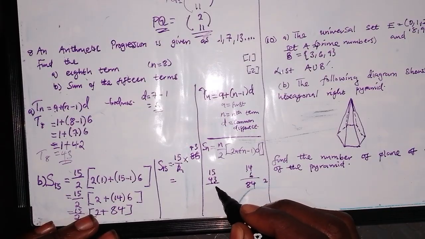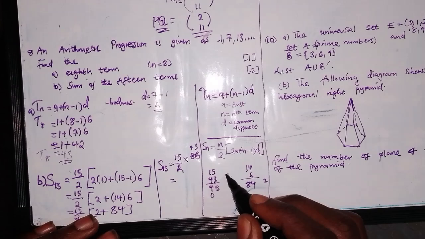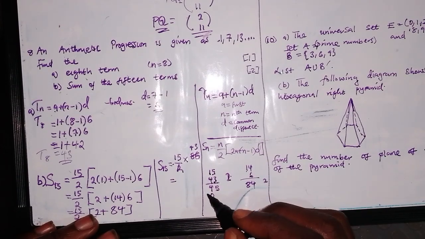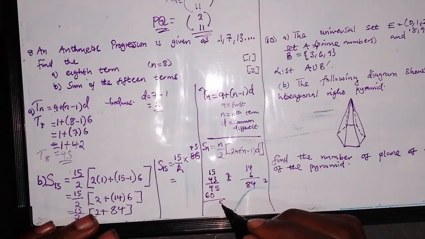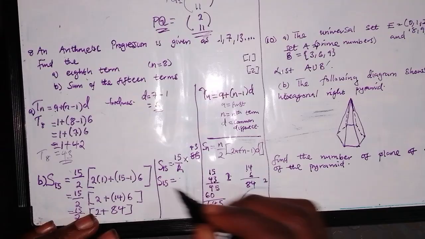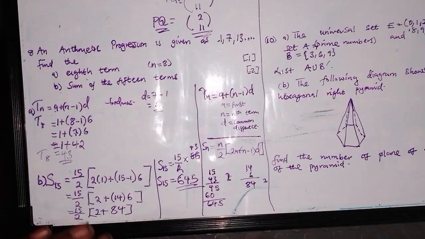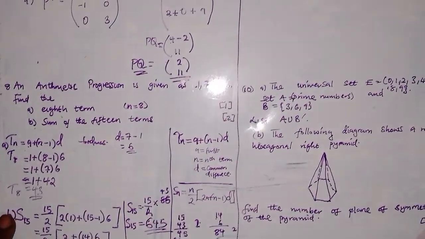So 15 times 43, what are we getting? 3 times 5, 15, 5 carry 1. 3 times 1, 3 plus 1, 4. 4 times 5, 20, 0 carry 2. 4 times 1, 4 plus 2, 6. So we are getting 6, 4, 5. So the sum of the 15 terms is giving us 645, meaning you have gotten your 2 marks. So this is how you can solve without a calculator. You just have to be simplifying the equation.